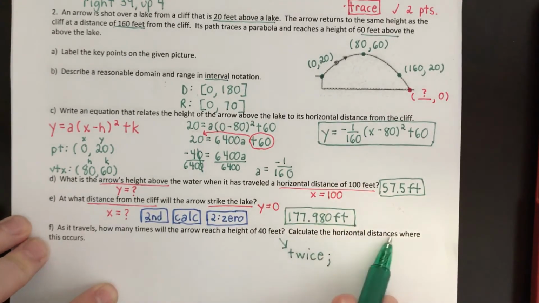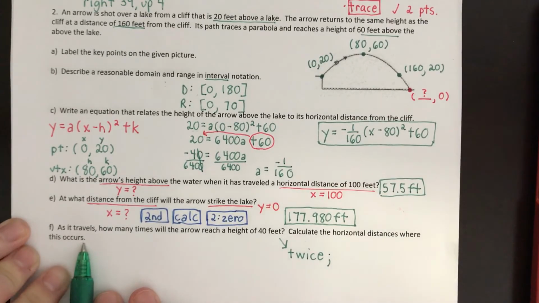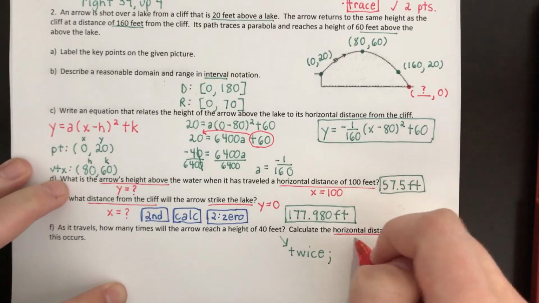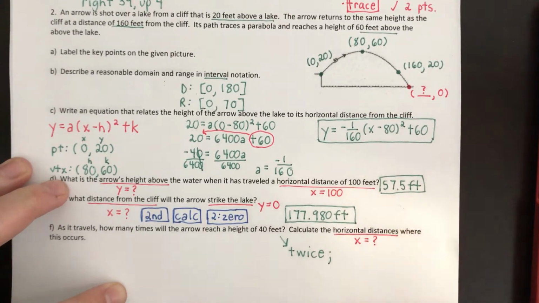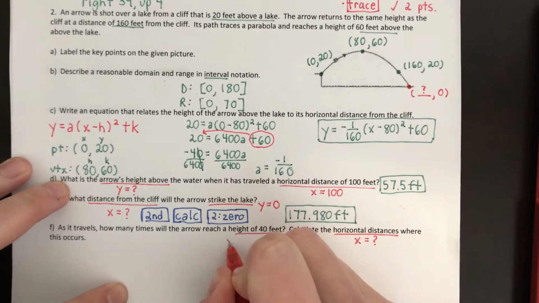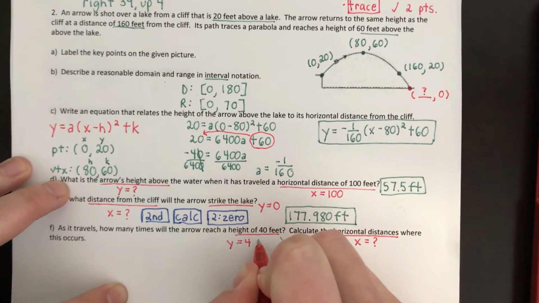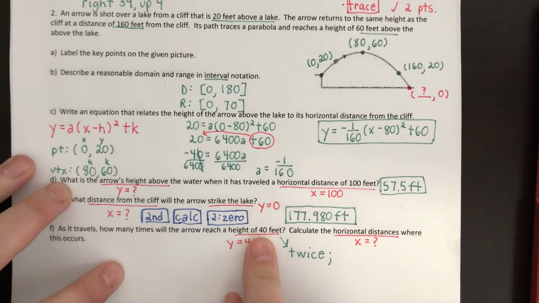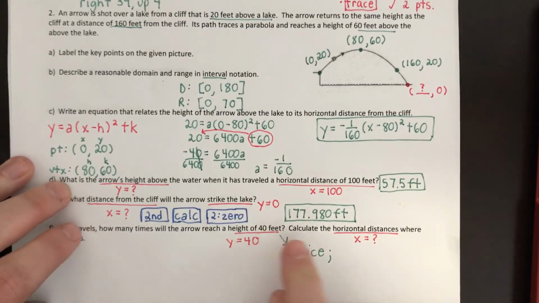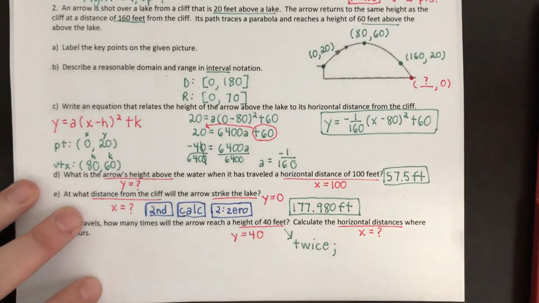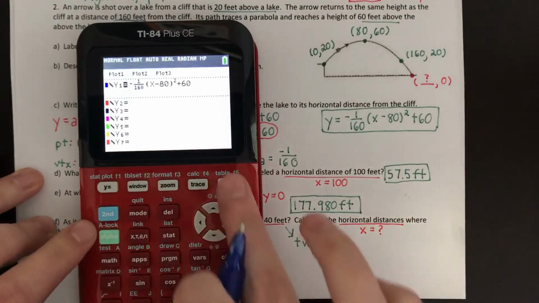And then calculate the horizontal distances where this occurs. So again, calculate horizontal distance. We don't know x, but we do know y. It's giving us the height is 40. Now the trace feature of the calculator works when you give the x, it gives the y, but we don't know the x. So the easiest way to do this is look at it on the graph.